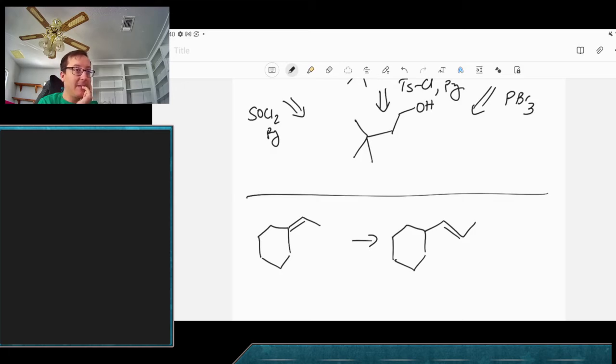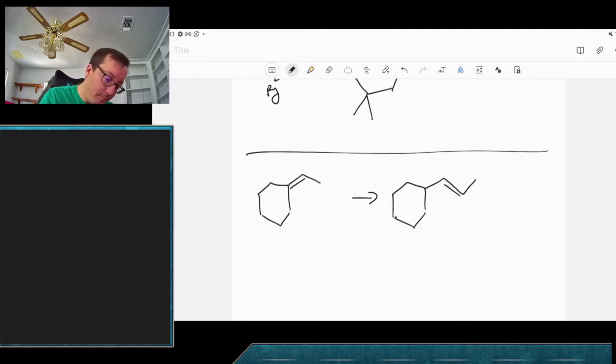How do we make a trans alkene? And notice we have one more carbon. So, since we have no alcohols around, we've either done a Grignard or an acetylide, there we go. We know how to make trans alkenes. We have several options again.